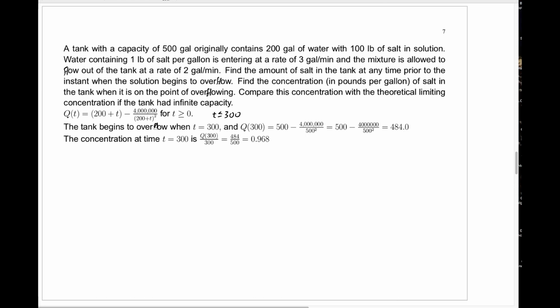So what is the concentration at that time? The concentration is just the amount of salt at time 300 divided by the volume. That should be a 500, which is what we have here. The amount of salt at time 300 divided by 500, which is the volume of the tank, so that's 484 over 500, which is 0.968, just using a calculator again. So the concentration is close to 1.